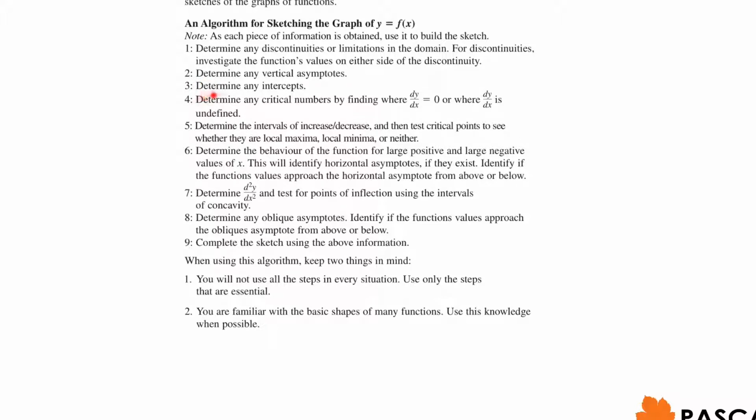Step 3, determine any intercepts. Step 4, determine any critical number by finding the derivative and setting the derivative to 0 or undefined. Step 5, determine the intervals of increase and decrease by drawing the sign chart for the derivative, and then test the critical points that we found in step 4 to see whether they are local maximum, local minimum, or neither.